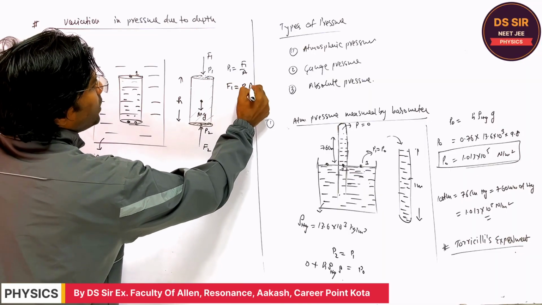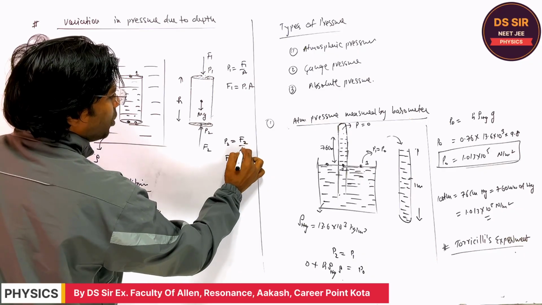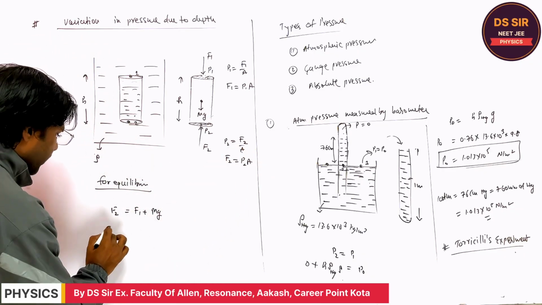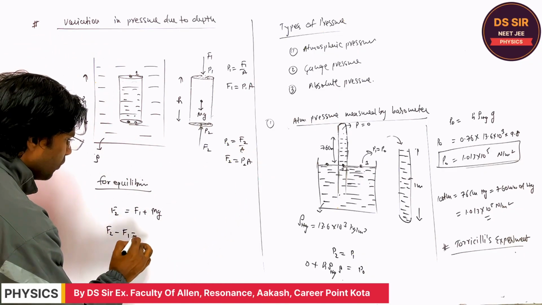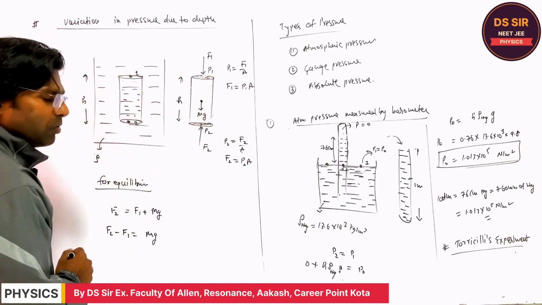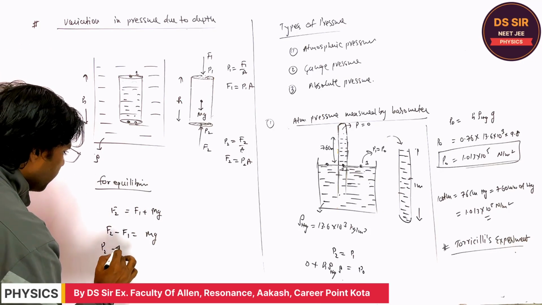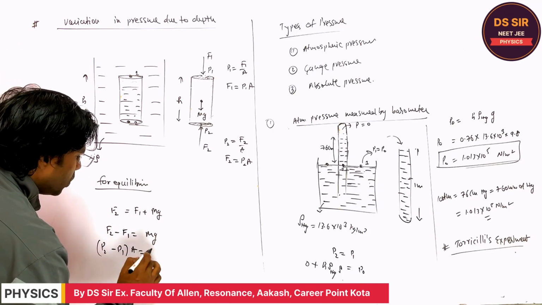Say P1 into A. The F2 is what? Say P2 into A. Is it clear or not? So the F2 minus F1 is equal to what? Say mg. What is m? The mass of this liquid column. So F2 minus F1, that is P2 minus P1 into A, is equal to m into g.